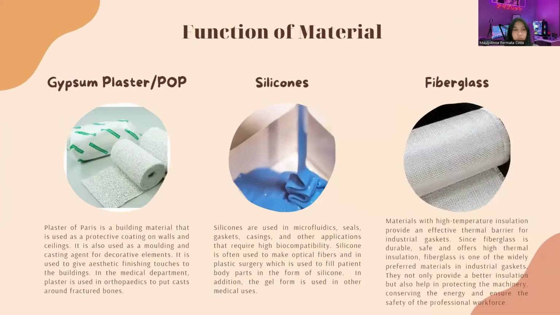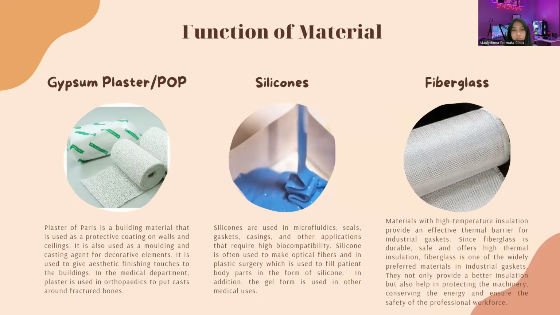Function first is gypsum plaster or POP. Plaster of Paris is a building material that is used as a protective coating on walls and ceiling. It is also used as a molding and casting again for decorative element. It is used to give an aesthetic finishing touch to the building. In the medical department, it is used in orthopedic to put cast around fracture bone.